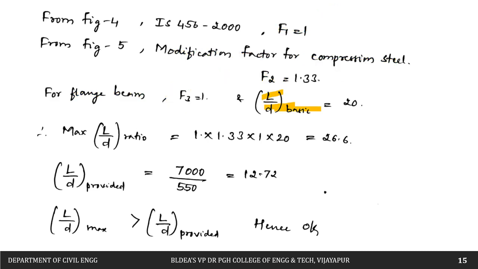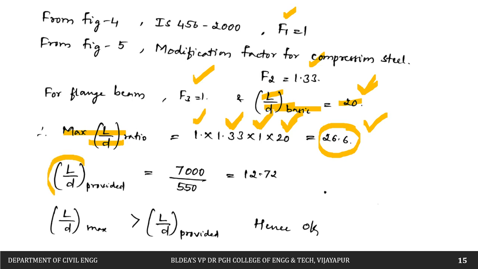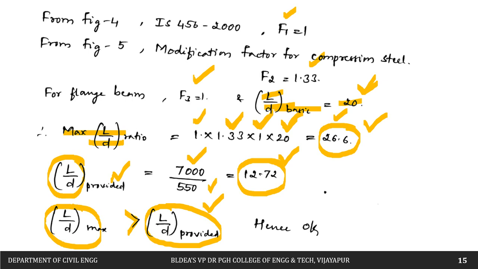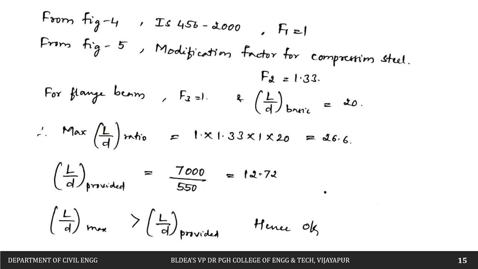L by D value also, as I just showed, is 20 for a simply supported beam. Therefore the maximum L by D ratio is F1, F2, F3 multiplied by L by D basic. F1 is 1, F2 is 1.33, F3 is 1 as we have a rectangular section, and L by D basic is 20. If you multiply, you get 26.6. Then next we check this with L by D provided. L is 7000, D is 550, so we get 12.72. So 12.72 is less than 26.6. That is, L by D maximum is greater than L by D provided. So this satisfies the deflection criteria. If it is not satisfied, we have to revise the section and design it once again. As it is satisfied, we don't have any problem and we can proceed.